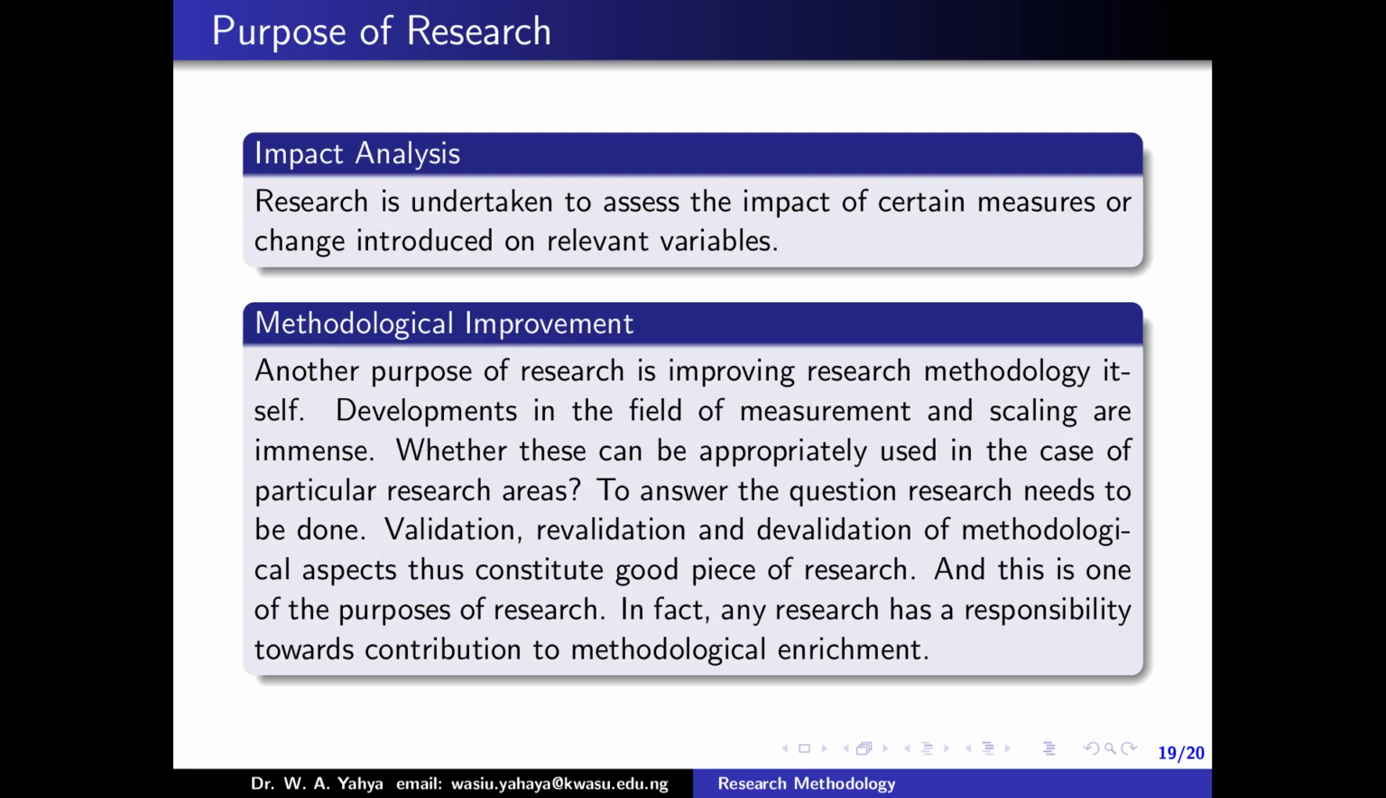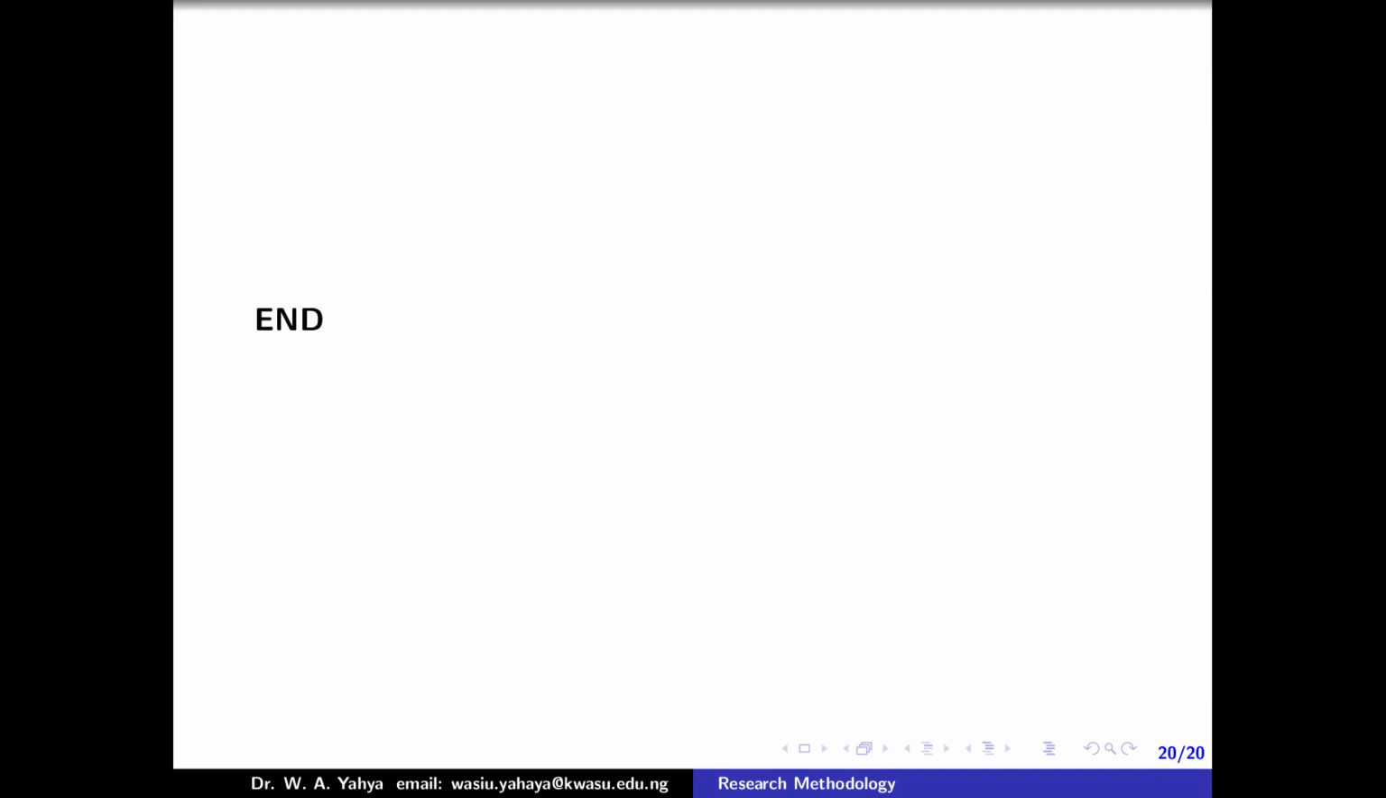Another purpose of research is impact analysis and methodological improvement. For example, what I mentioned earlier, the case of stable nuclei and unstable nuclei. One may test if the existing theories that were developed for stable nuclei can be applied to unstable nuclei, or if there is a need to develop new methods, a new methodology. So that could be another purpose of research.